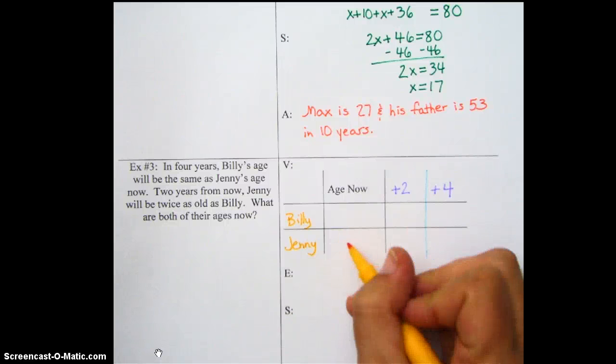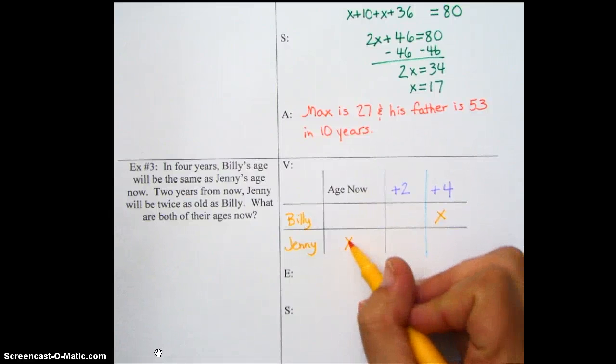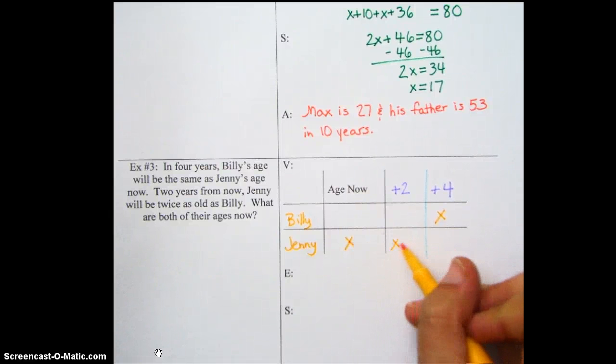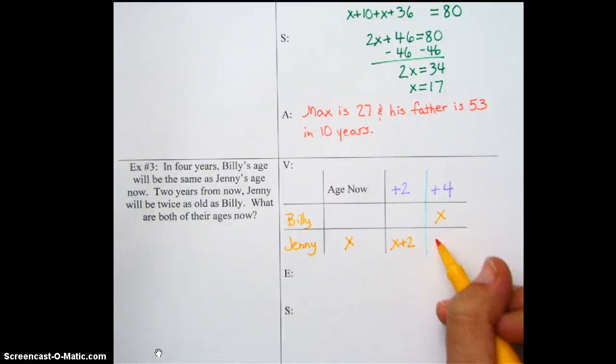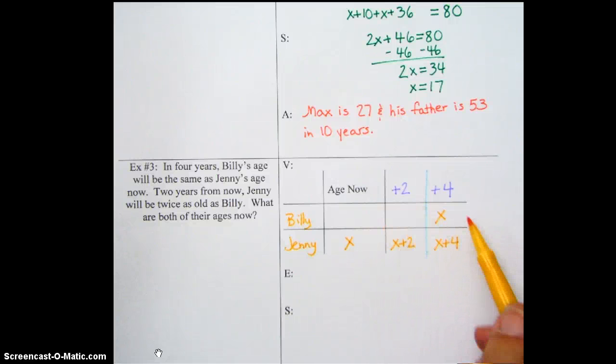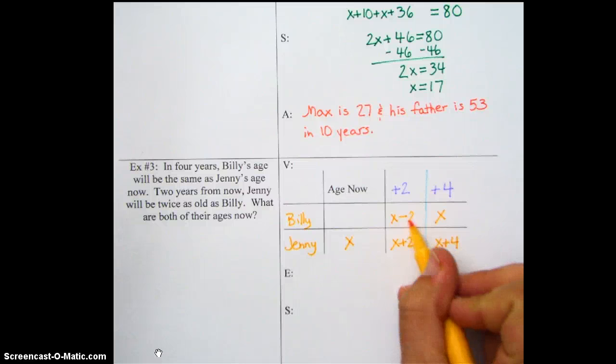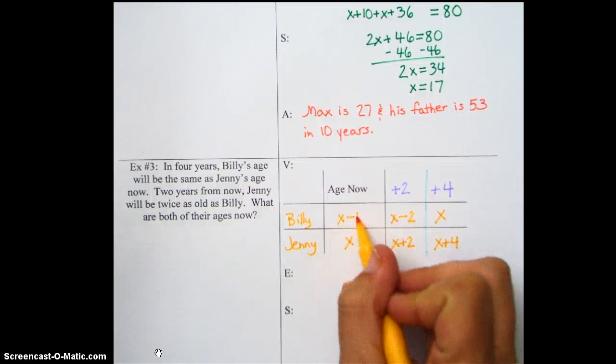So Jenny's age now, we don't know. What we do know is that in 4 years, Billy's age will be exactly the same. So those two variables need to match. If Jenny is x now, in 2 years, she will be x plus 2, and in 4 years, she will be x plus 4. We have to be careful when we are defining Billy's age because we need to go backwards. So if we subtract 2 and then subtract 4, our chart is complete.